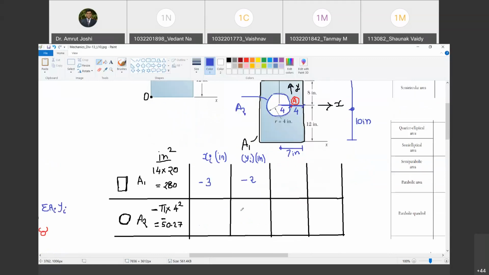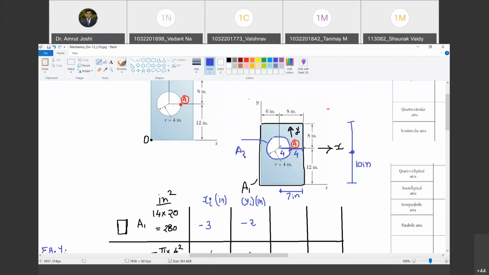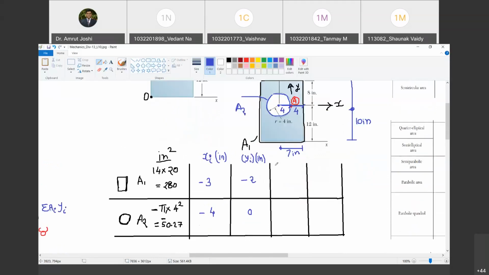Now tell me, where is the centroid of the circle with reference to A? It is at -4 and 0. The centroid of the circle is this one. It is at a distance of -4 from A and at a distance of 0 from A in the vertical direction, or Y direction. So we are done with this.